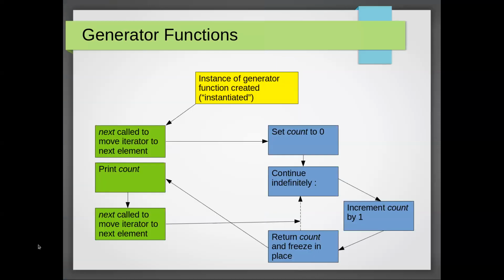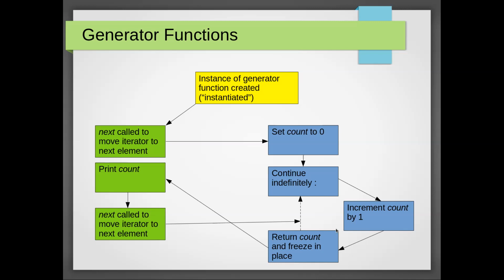So with a generator function, you're creating an instance of that generator. That process, remember, is called instantiation. We use the next keyword to move the iterator to the next element. That will then set count to 0 the first time it's run, and then it'll enter this infinite loop where it continues indefinitely, incrementing the count by 1, then returning the count and freezing in place. At that point, it comes back out, control passes back, we print the thing that's been returned, the count. Next then moves the iterator onto the next element, which means it'll go back, unfreeze and continue from where it left off. And so it'll go back around again and again.